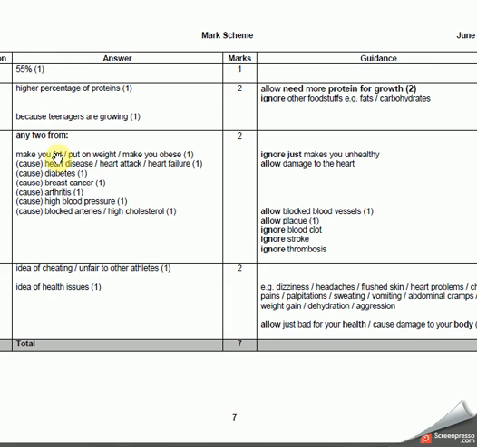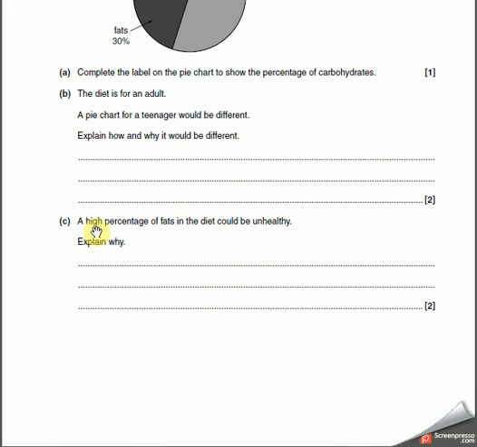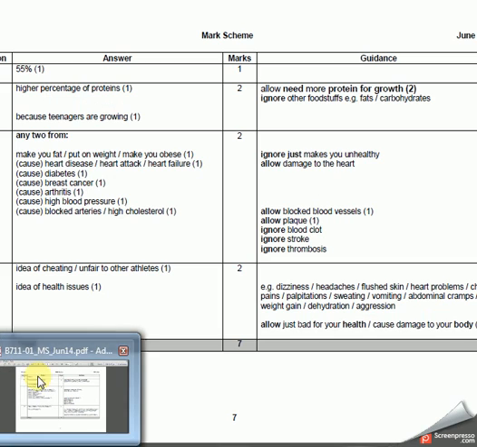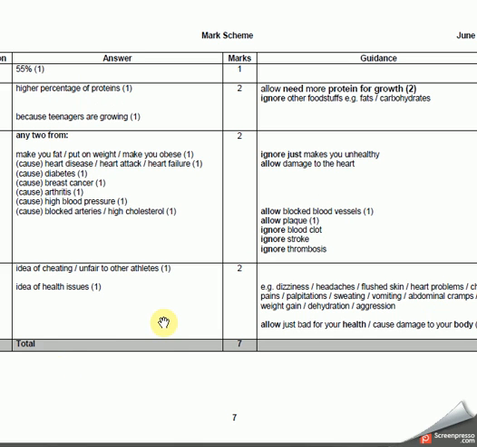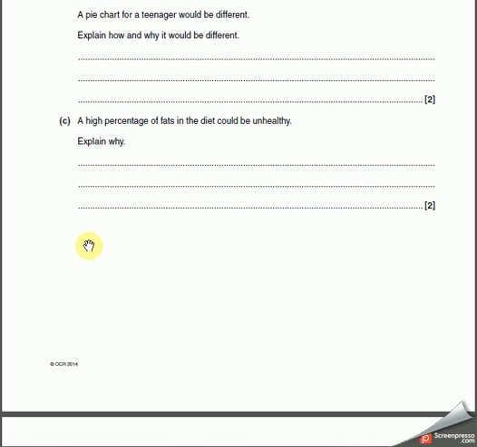Let's have a look. Sorry, we've gone too far. Higher percentage of proteins because teenagers are growing. Remember when we said that? Teenagers need more protein for growth and repair. A high percentage of fats in the diet could be unhealthy. Explain why. We talked about this in the revision video as well. We talked about plaque, didn't we? Talk about how weight gain can cause heart disease. So what does it say? Makes you fat, put on weight, makes you obese, heart disease, heart attacks, diabetes, arthritis, high blood pressure, high cholesterol. There's loads of things you can put down about gaining weight. So there you go. Or a high percentage of fat: heart disease, high blood pressure, build-up of cholesterol.